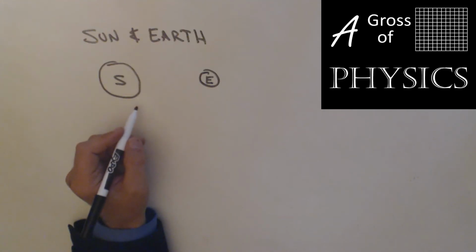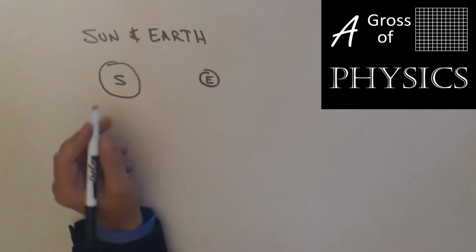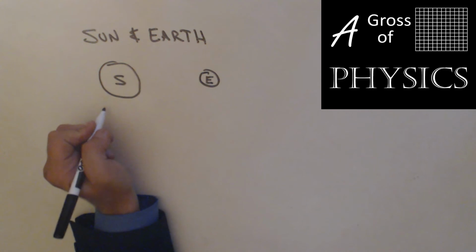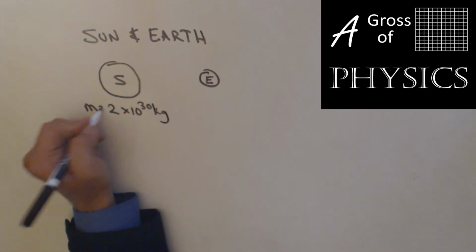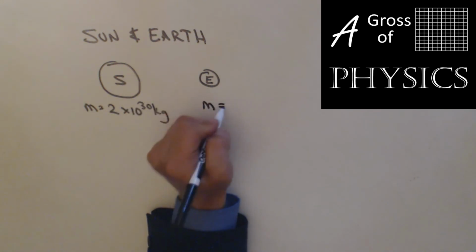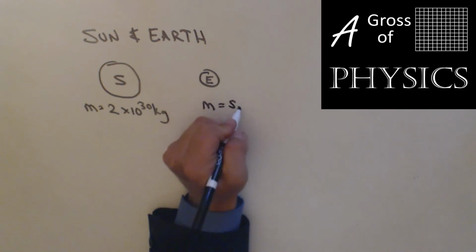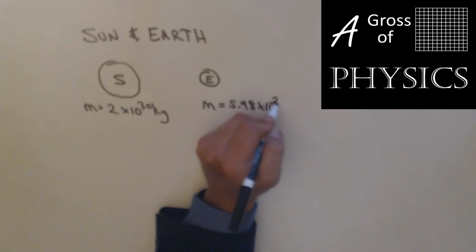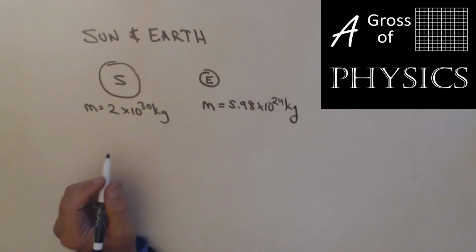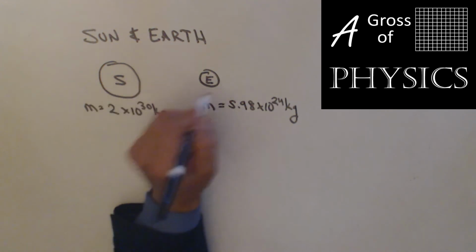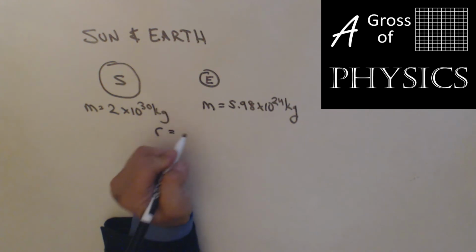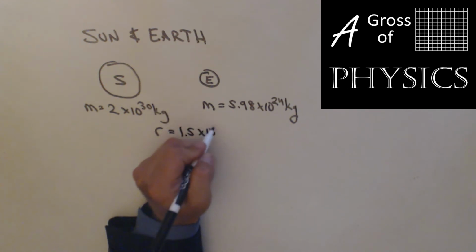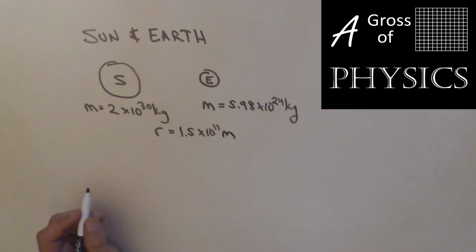Let's calculate the force of attraction between the Sun and the Earth. Why does the Earth stay in orbit in the first place? Well, the Sun has a large mass, and it's 2 × 10^30 kilograms. That's the mass of the Sun. Mass of the Earth we've already talked about, and we're going to use 5.98 × 10^24 kilograms. And the Earth is quite a ways from the Sun. The radius of its orbit is approximately 1.5 × 10^11 meters.